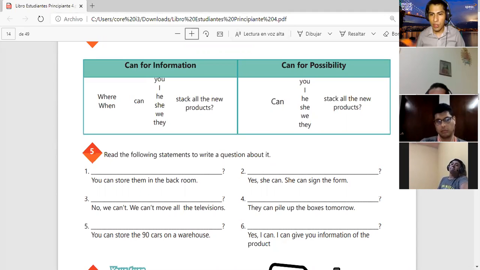Okay, next one. Joshua, can you dance? No, I can't. Okay, in that case, the question is for possibility, for information, ability, or permission. It's for ability. Exactly, it's for ability. Can you dance? Le estoy preguntando sobre una habilidad. Entonces, en ese caso, ¿quién es para habilidad? Good.